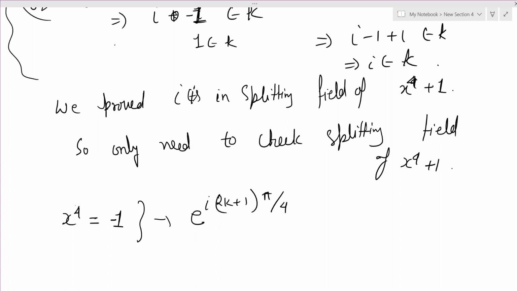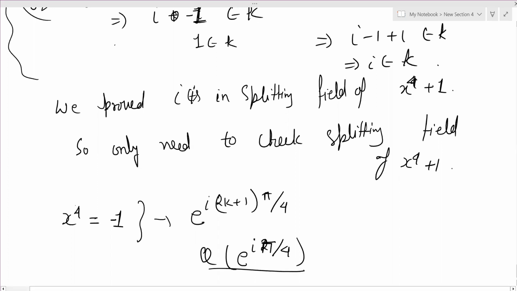Now you can see the primitive root will generate the field if I adjoin the primitive root e to the power ιπ by 4, taking k equals 0. So this will generate my whole splitting field, right? Because this is the primitive root of unity. All other roots are just its powers. Suppose this is zeta. So other roots are zeta square, zeta cube only.